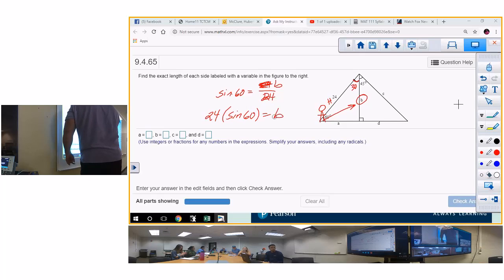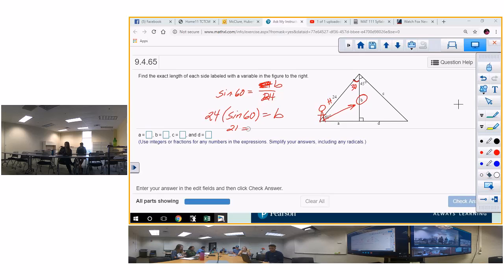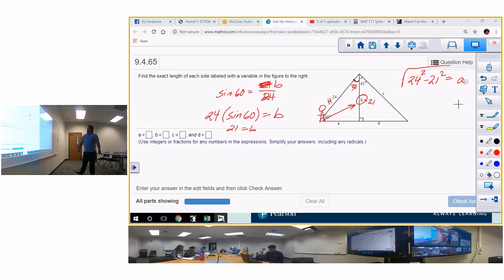20 point, you want a whole number? Yeah, whole number. 21. 21 is equal to B. So I'm going to put 21 here. And now the square root of 24 squared minus 21 squared is equal to A. Use your Pythagorean theorem. Somebody do that for me.